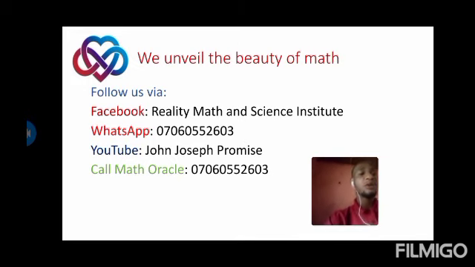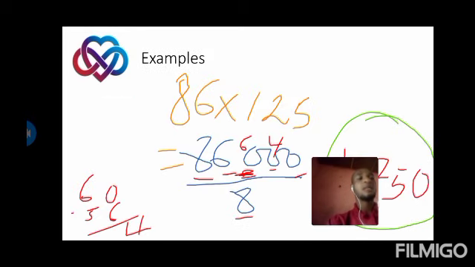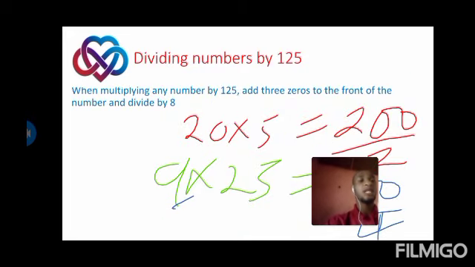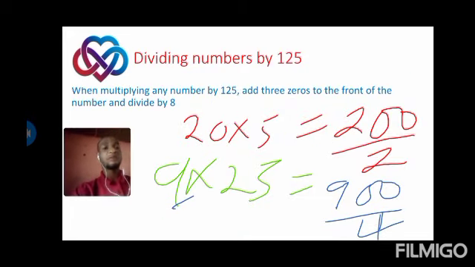Once again, we have looked at multiplying a number by 125, and the simple logic is, when multiplying a number by 125, add 3 zeros to the back of the number, that is, you are multiplying the number by 1000, then divide the number by 8. Because in 1000, you can get 8 125s. So that's why as we multiply the number by 1000, we divide it by 8, so that it is the equivalent of multiplying by 125. So thanks for watching.